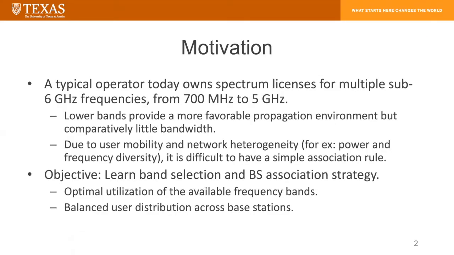A typical cellular operator today owns licenses to multiple sub-6 GHz frequencies ranging from 700 MHz up to 5 GHz, aside from what they might have in the millimeter wave spectrum. But for this talk, we will focus only on the sub-6 frequencies. While the lower frequencies offer a more favorable propagation environment, the higher frequencies offer more bandwidth and thus can support higher data rates. This frequency diversity, when coupled with user mobility and other sources of network heterogeneity, for example, power diversity, make it difficult to have a simple base station association rule.